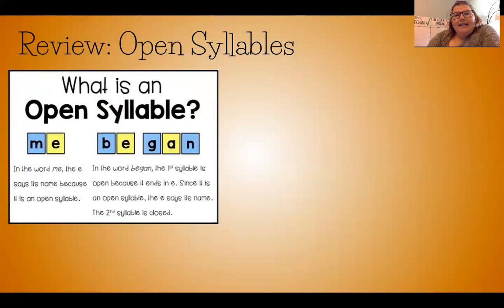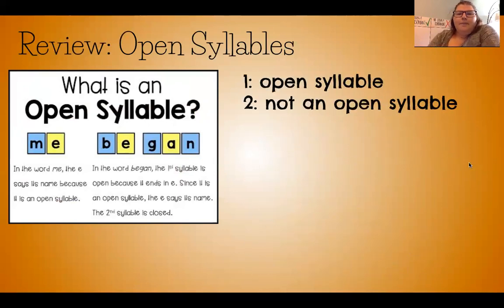We're going to take a look at some words I have built with some cards, and you are going to tell me if it is an open syllable and why it is an open syllable. Warm up your brains, give it a nice little rub, shake it out. Okay, here we go. If you think the word is an open syllable, you're going to hold up a 1. If you don't think it's an open syllable, you're going to hold up a number 2. Let's get started.